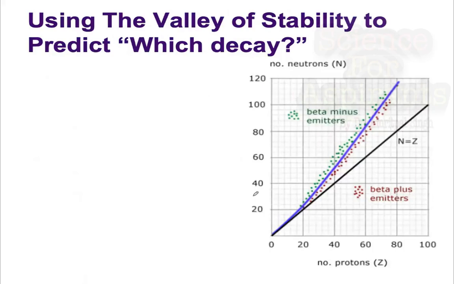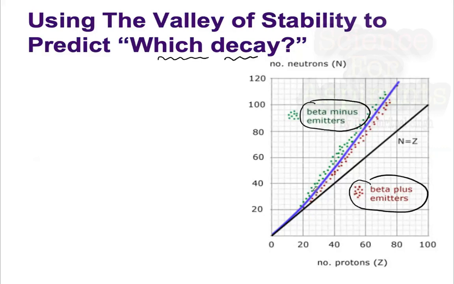Now, using this value of stability, we can predict which particular nucleus or which particular atom will emit a beta minus particle or a beta plus particle. If you look at this graph, all those nuclides which are above this stability region are beta minus emitters, and all those nuclides which are below this stability belt are beta plus emitters. Now how can you see that they are beta plus or beta minus emitters?